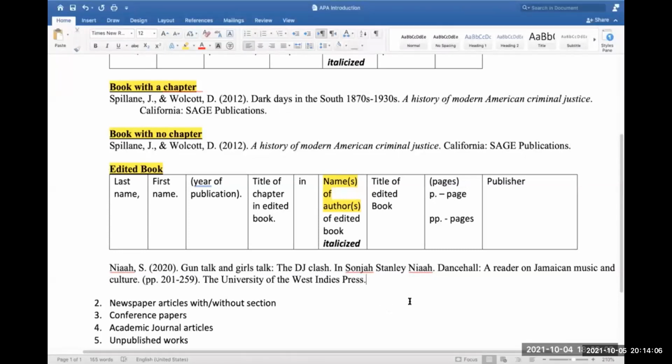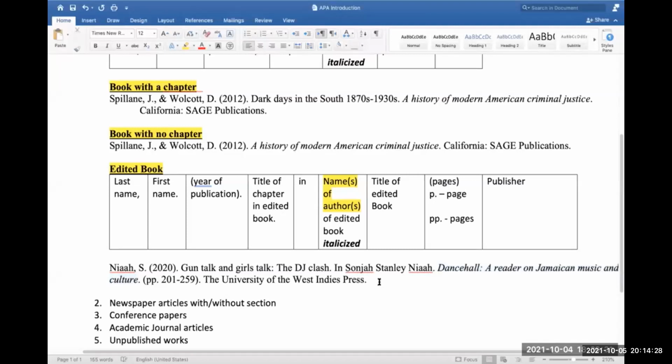Sir, we need to italicize it. Italicize the name. The author's name, or the name of the book? The title of the edited book. What is the title? Dancehall: A Reader on Jamaican Music and Culture. All right, so we italicize that. Do we need to do anything else?